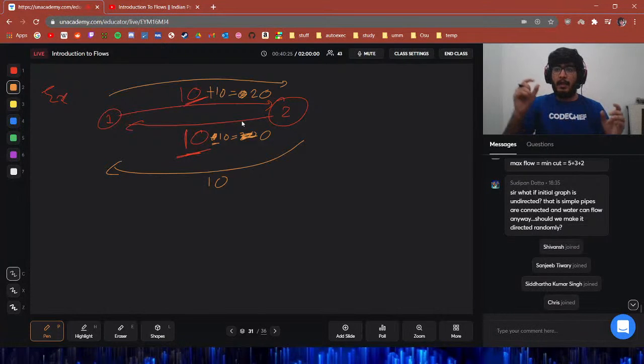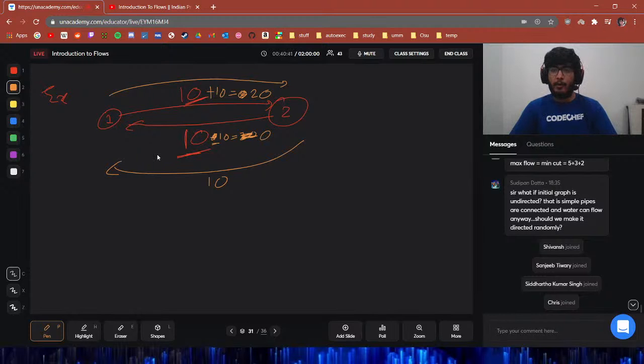It's not only at the extremes. It doesn't necessarily have to happen that I'm going from 1 to 2 with the 10 units of flow. I can also go with 5 units of flow, right? So I can choose any value in between and accordingly change my graph.